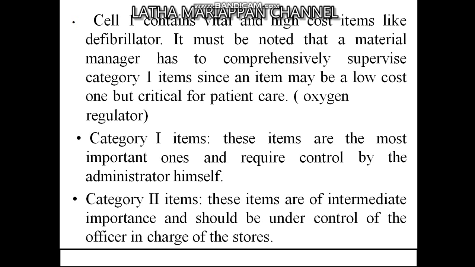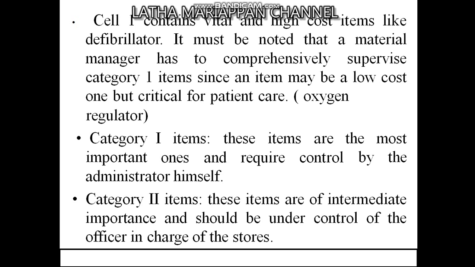So, category cell 1 items are the most important ones and require control by the administrator himself. You have to categorize which equipment is important, which is medium and which is least important. You have to decide who handles category 1 and to whom you give category 2.